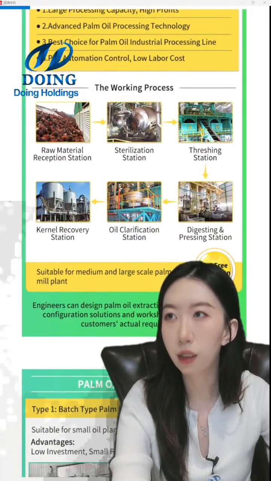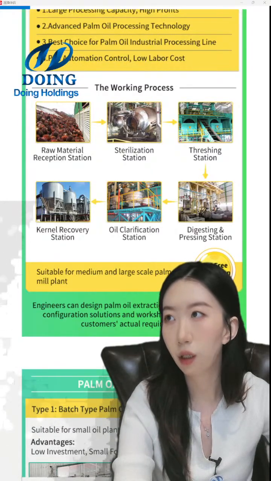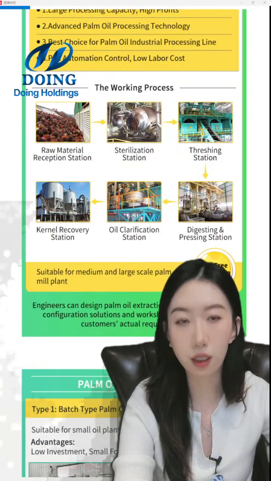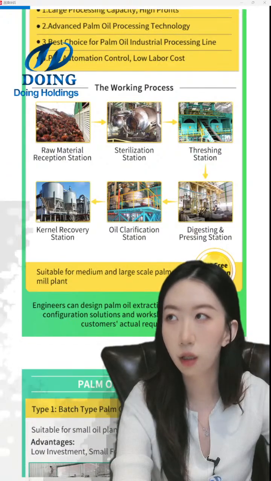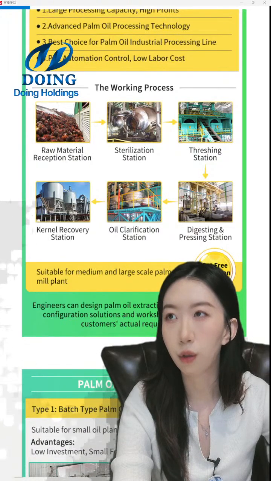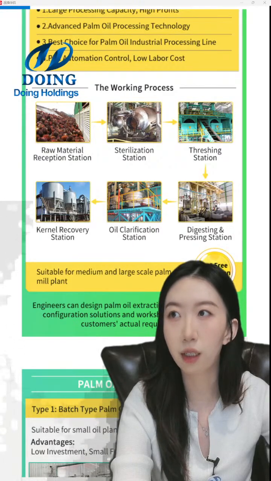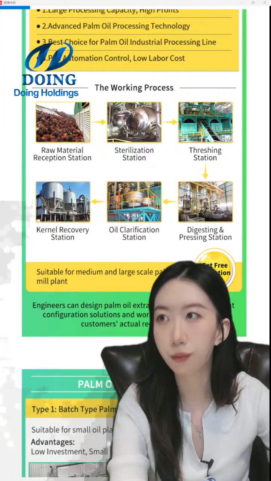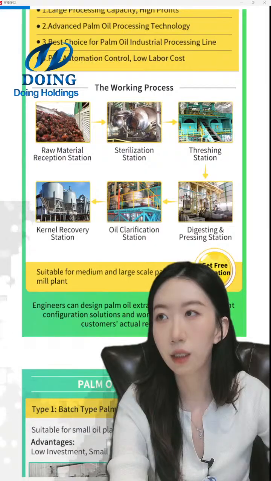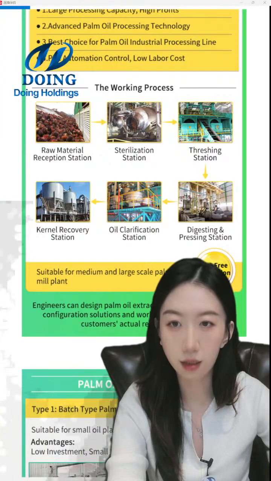The process is divided into steps. First is the raw material reception step. The FFB, fresh palm fruit bunches, is unloaded in the raw material reception and then transported to the sterilization station through a conveyor. In this sterilization step, the FFB will be heated.